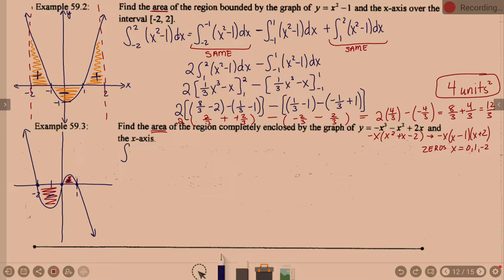So, officially, it's the integral from negative 2 to 1 of negative x cubed minus x squared plus 2x dx. But we're going to break it up, aren't we? Okay. The first integral is going to go from -2 to 0, if you will. And what has to be true of this integral that goes from -2 to 0?